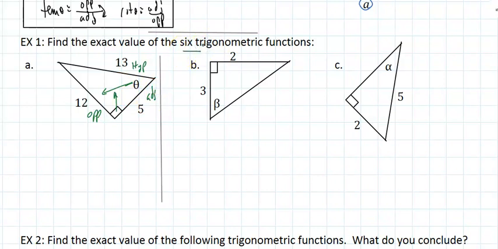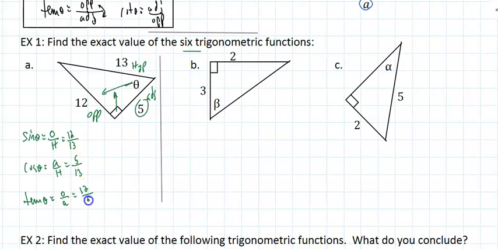When it says find the 6, I normally list the first 3 and assume you could find the other 3. But in the first few examples, I'm going to find all 6. So the sine of theta is the opposite over hypotenuse, 12 over 13. The cosine of the angle theta is the adjacent over the hypotenuse, 5 over 13. And the tangent of theta is the opposite to the adjacent, 12 over 5.